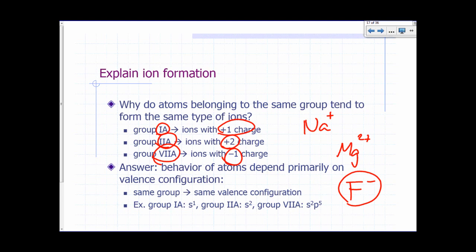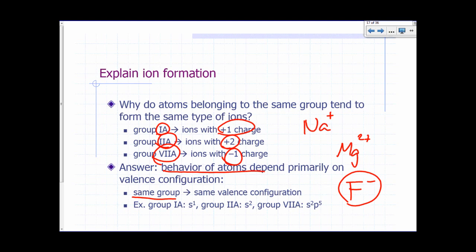Okay, the answer lies in the fact that the behavior of the atoms, the properties of the atoms, depend primarily on the valence configuration, and the pattern that we see here is that the atoms, when they form ions, have a tendency to achieve a noble gas-like configuration. So there is some kind of stability that's associated with being able to form ions that have a noble gas-like configuration.